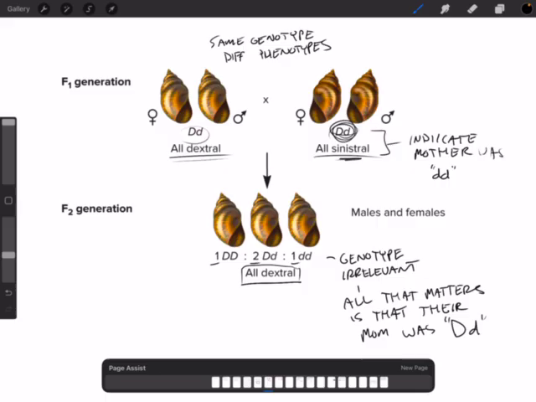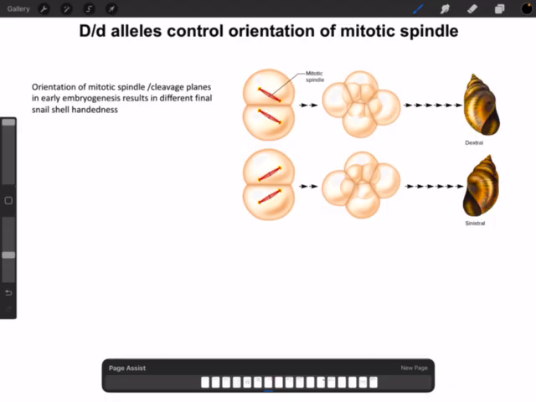Now, you're probably wondering how in the world would an allele deposited in a gene by the mother affect snail shell coiling? The answer is detailed a little bit better in the textbook. But ultimately, these D alleles control the orientation of the mitotic spindle. And during early phases of cleavage in the embryo, you have 2 cells. When they become 4 cells, there's different places where those 4 cells could be. You could have the 4 cells pop out over here, like that, with the next cell division.